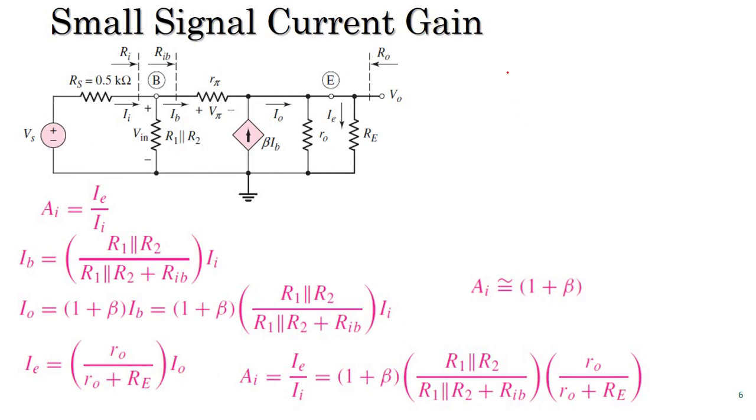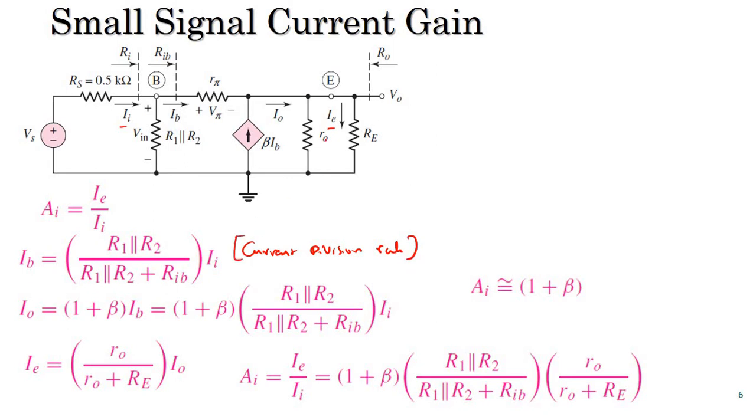And what is the speciality in common collector amplifiers or emitter followers? We will obtain current gain. So current gain is IE by IA. IB is the current flowing through R pi. If you want to calculate the current through R pi, then you should consider R1 parallel R2 divided by R1 parallel R2 plus Ri, multiplied by the total current IA, which is nothing but the current division rule. So this has to be applied.